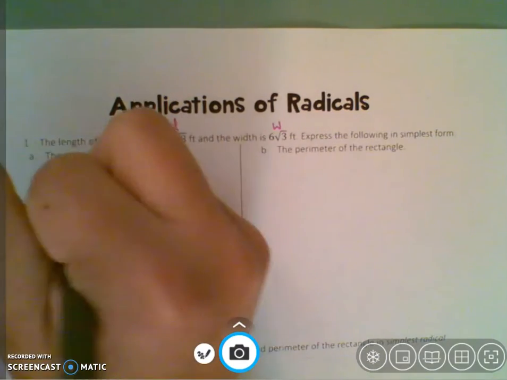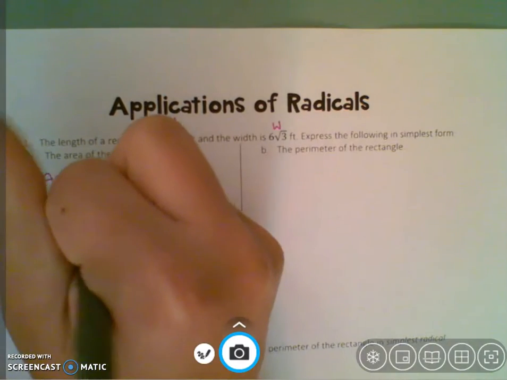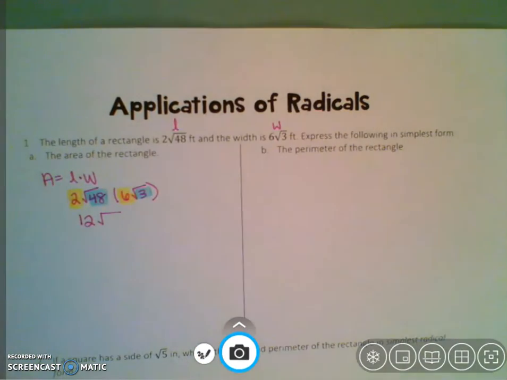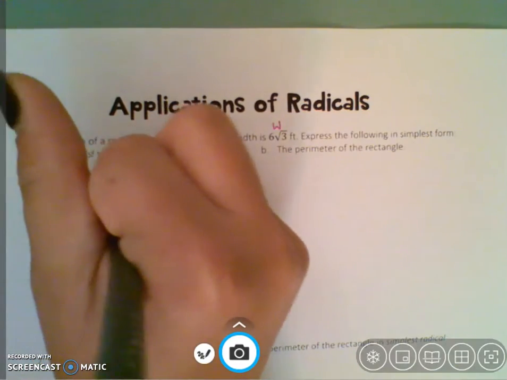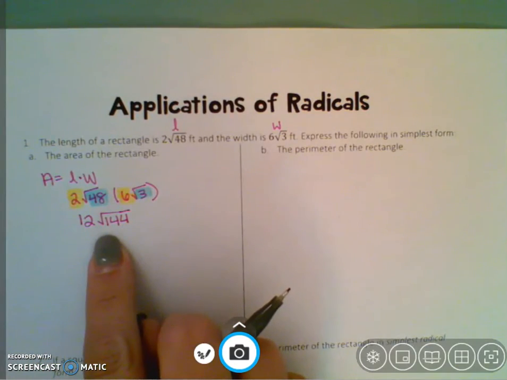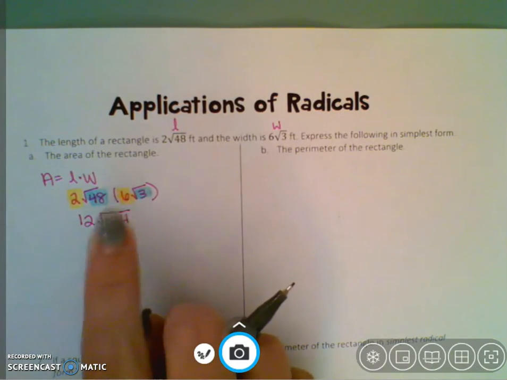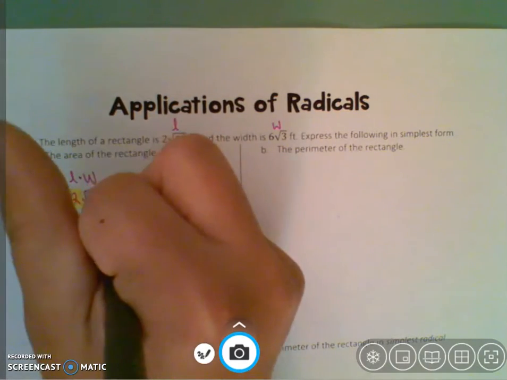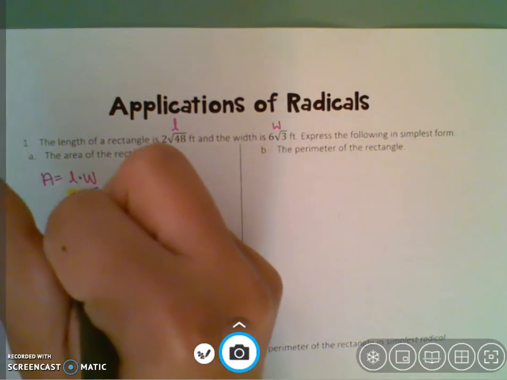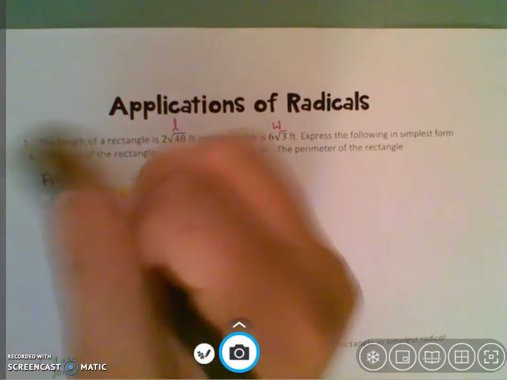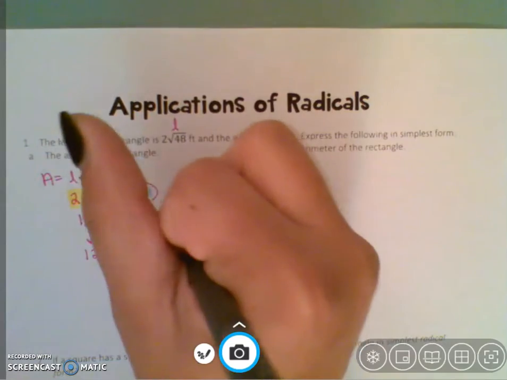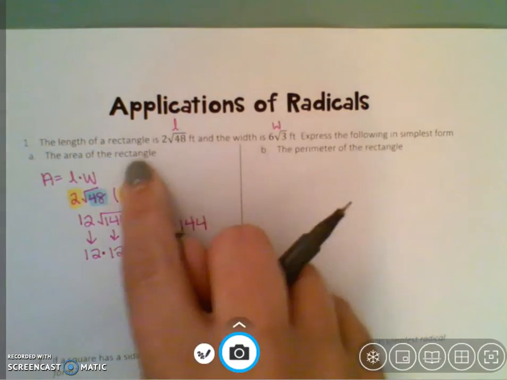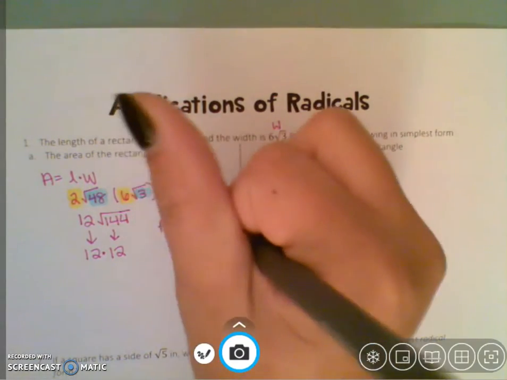So 2 times 6 is 12. 48 times 3 is 144. Okay, if you did the worksheet yesterday, 144 is a perfect square. So this is 12 from 12 times 12. So the area for this rectangle is going to be 144. 144 what? Feet squared.